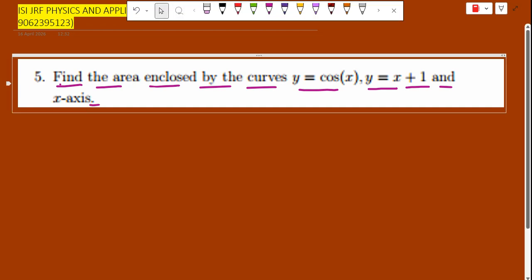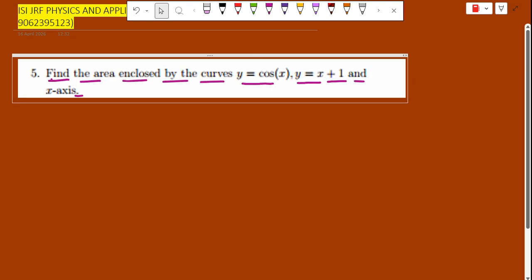So come to the question. Question says, find the area enclosed by the curves y equal to cos x, y equal to x plus 1 and x axis. Okay, this is a very nice question.